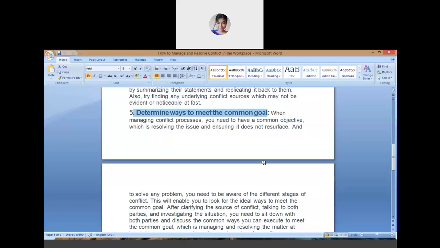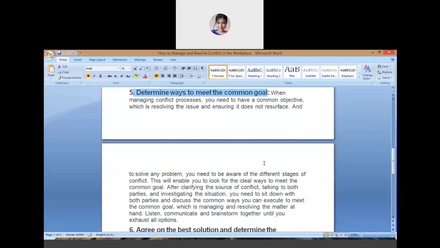You need to first of all determine ways to meet the common goal. Okay, so you need to have a common objective, which is resolving the issue and ensuring it does not resurface. That's your common objective. Now you have to figure out how you would be able to solve the problem, and also which would be helpful to each and every one who is involved in the conflict. Okay, so determine ways to meet the common goal.